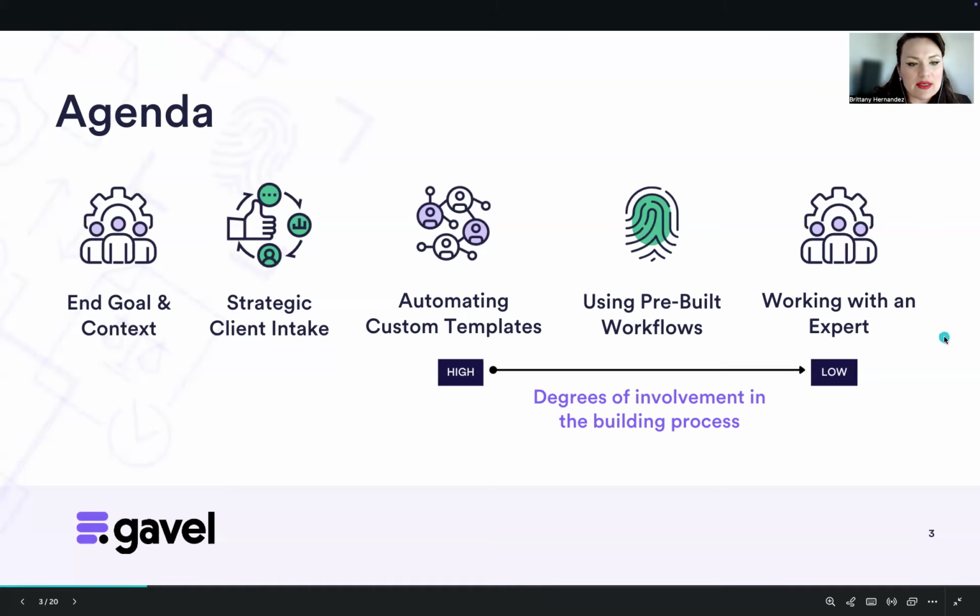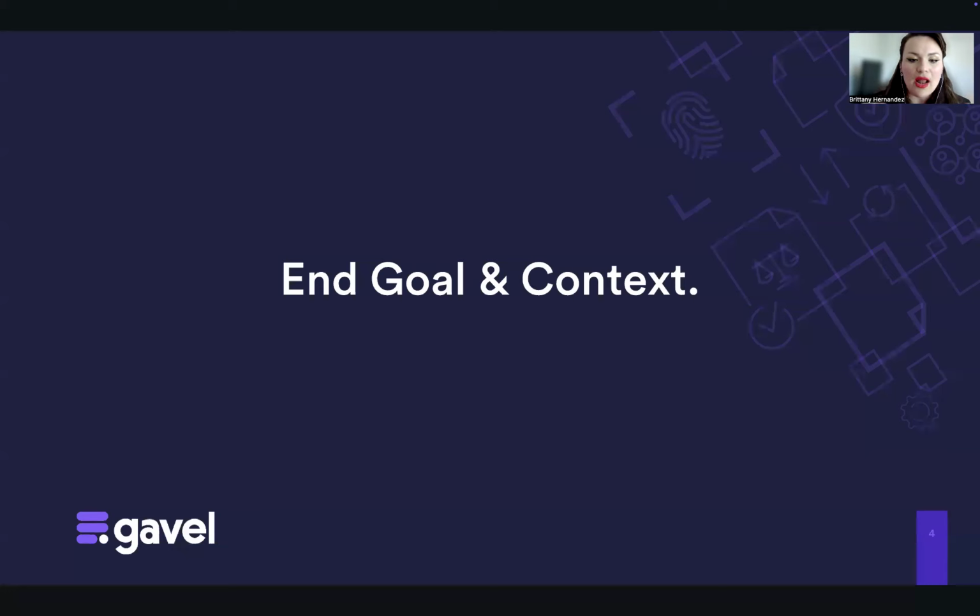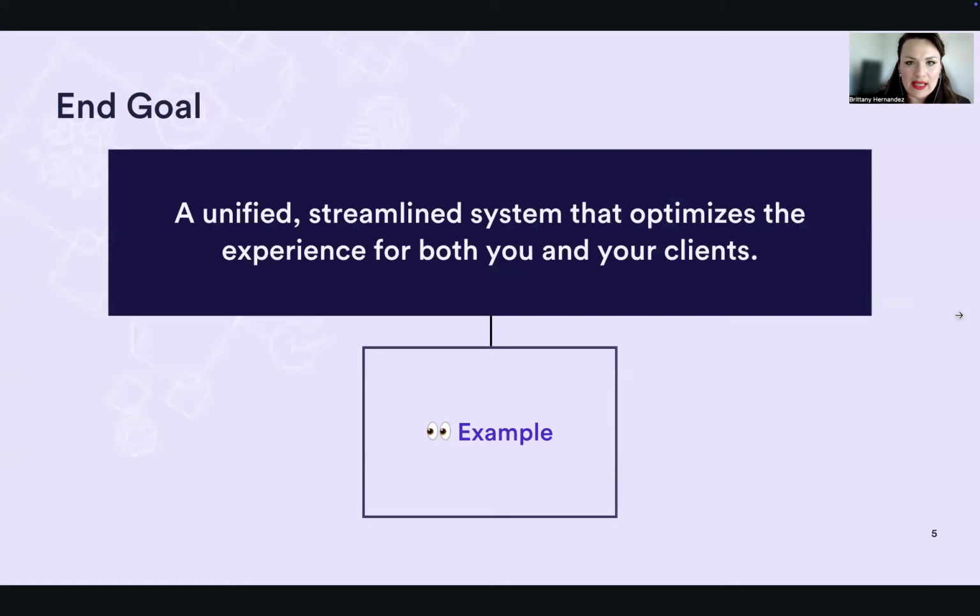So let's go ahead and go on to our first piece, which is around our end goal and some context. Our end goal in this whole process, if we take a high-level overview of the purpose of using legal technology or tools like this, is, from an outcome-first process, we want to have a unified, streamlined system that optimizes the experience both for you yourself and for your clients.